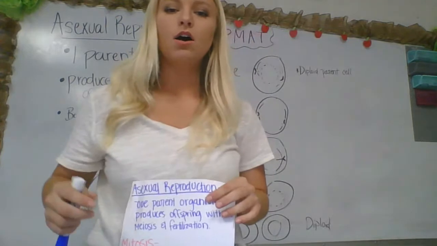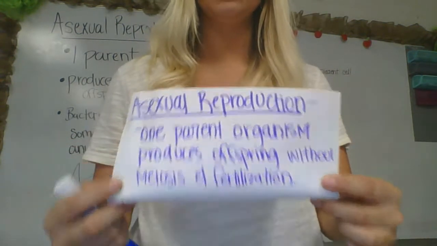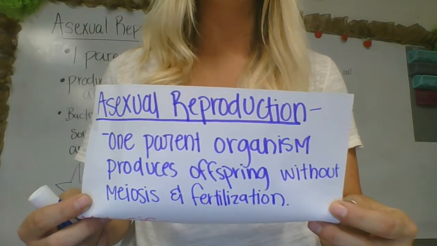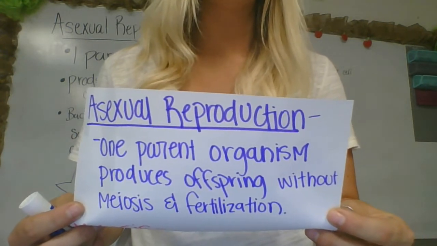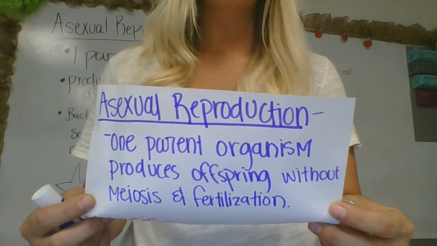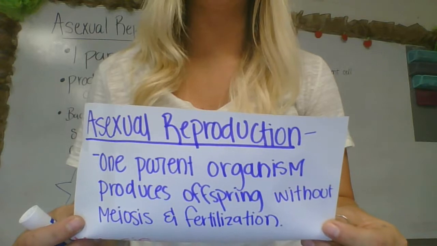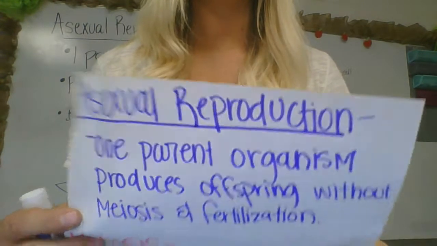Okay, to start off with, we're going to start with some vocabulary words. All right, so your first one is pretty obvious. It's asexual reproduction. This is when one parent organism produces offspring without meiosis and fertilization. So going back to sexual reproduction, you have two parents. Here in asexual reproduction, think of A as one. You only have one parent.